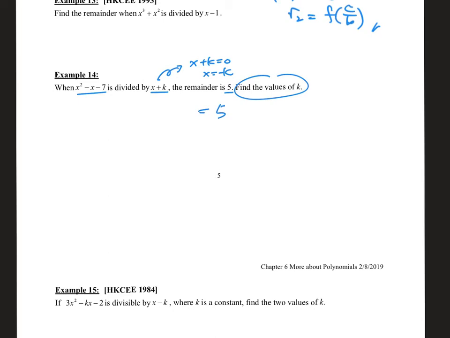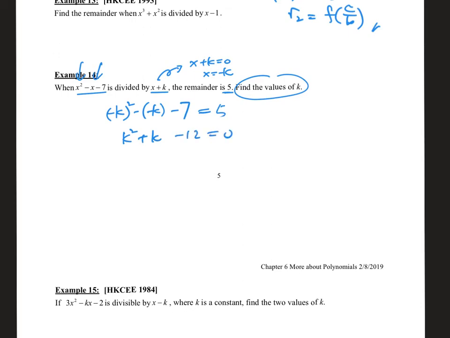And then as a result, how we are going to present it will be more direct, in which you put minus k into x, that means minus k squared minus negative k minus 7. And then the remainder is telling you the outcome, and the remainder now is 5. So that's why we put an equal sign to 5 in the question. And afterward, it goes to simplification, in which you have k squared plus k minus 12 equals 0.